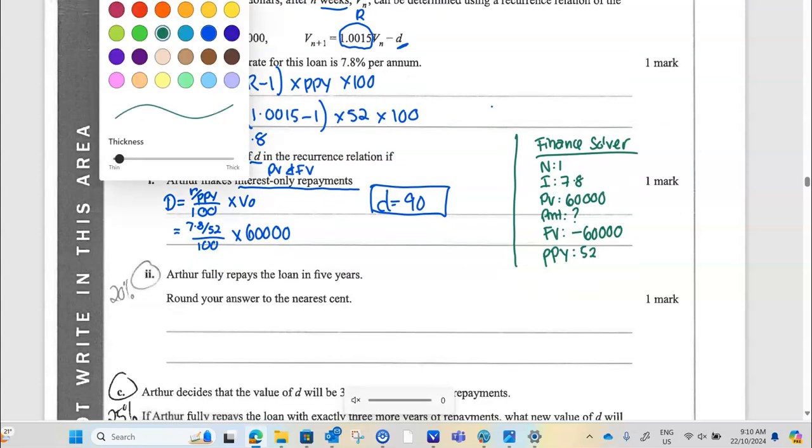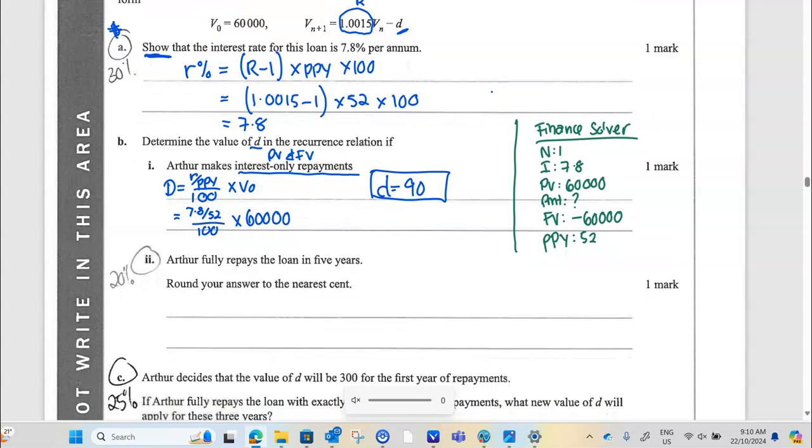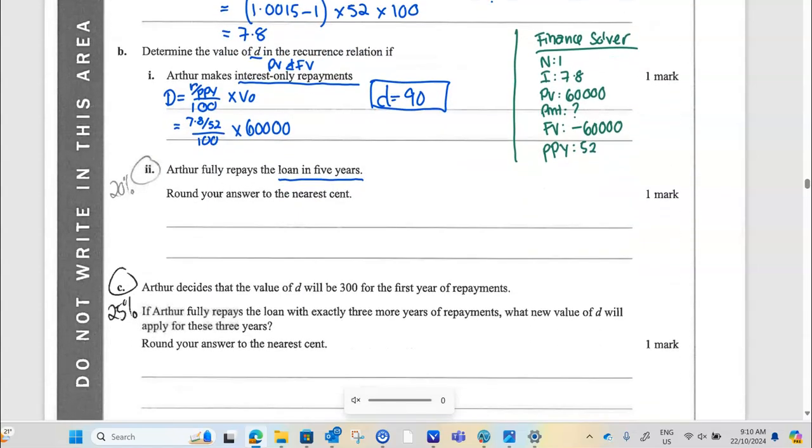So there's that one, let's move on. Now it said find D if he wants to repay the loan in 5 years. This has become a different type. This is just like a normal loan. Now that I'm on Finance Solver, I think this will be easier to do here.